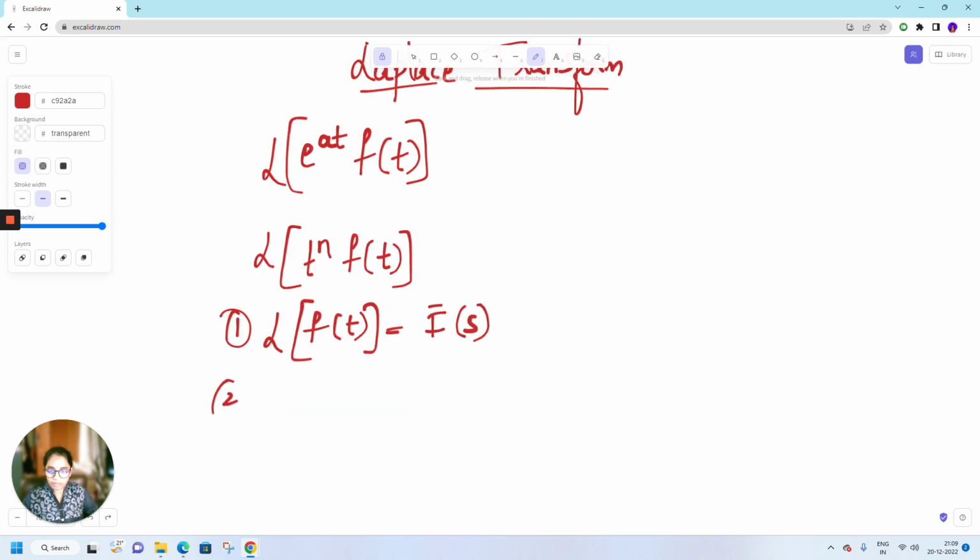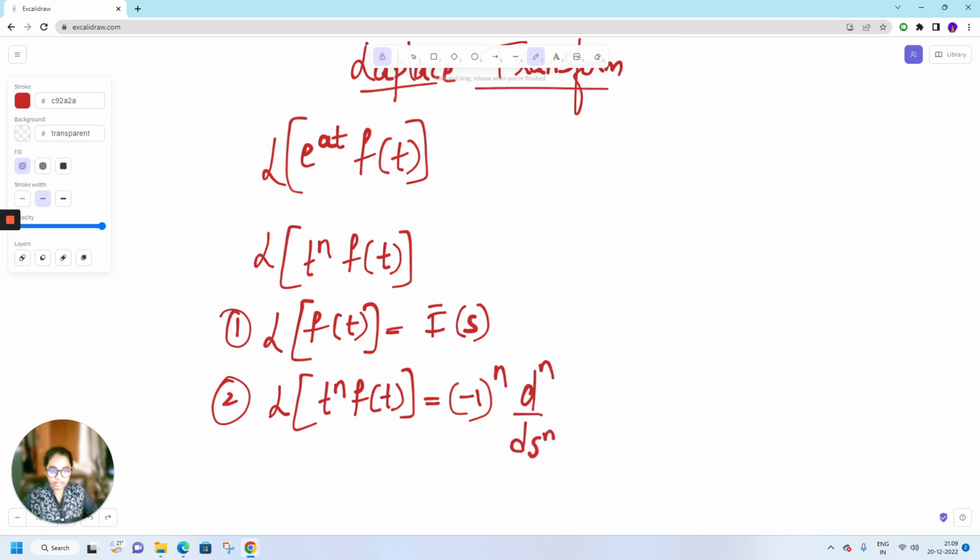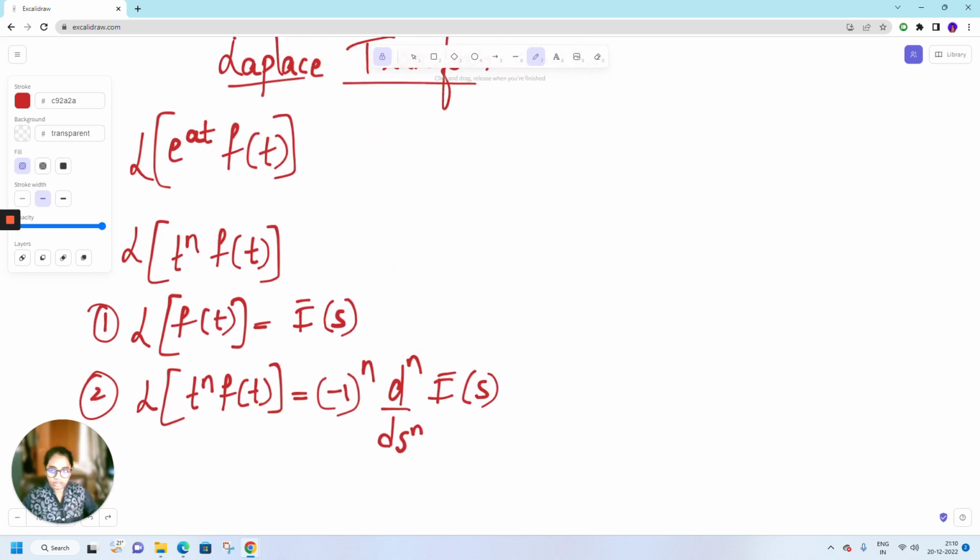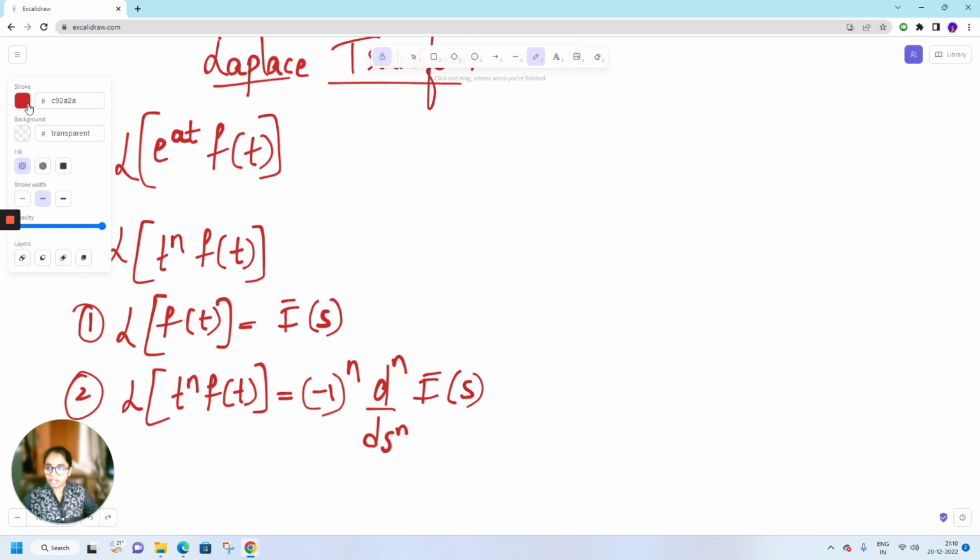Now, the second step is what? Laplace of t power n f of t is equal to minus 1 to the power n, d^n by ds^n of f bar of s. Now, let me take a question and solve accordingly.